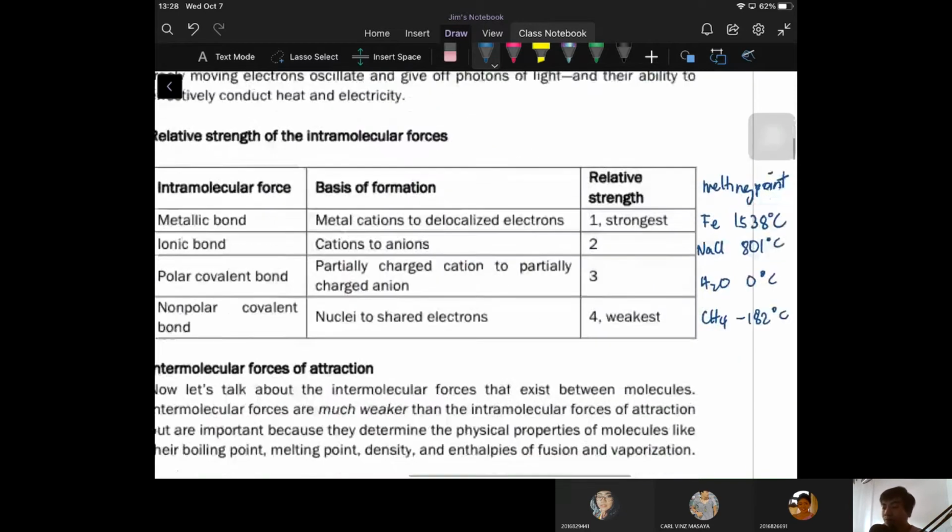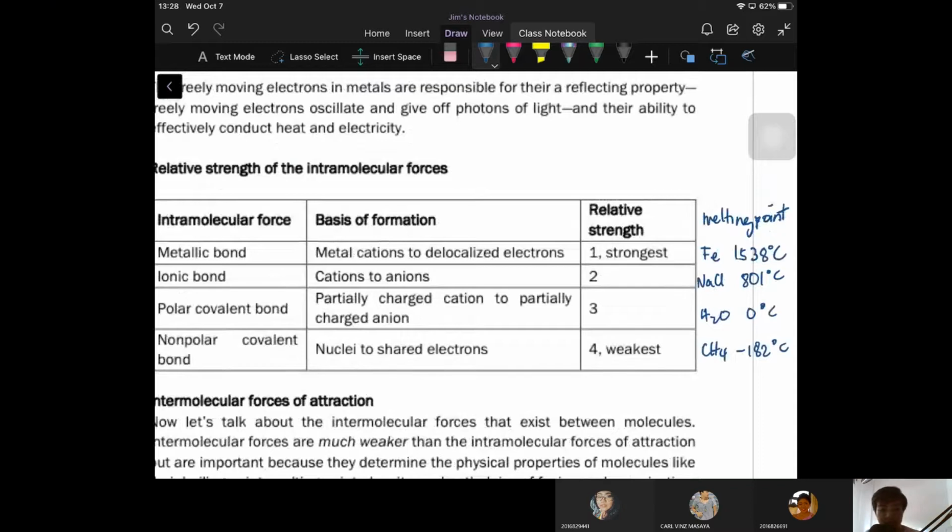So, balik ulit tayo dito. So, kung i-observe natin, ang general example natin would be iron for metal. Its melting point is 1,538 degrees Celsius. That's almost twice as the melting point of salt, NaCl, which is 801 degrees Celsius lang. Okay. So, that means yung metallic bonding, yun yung strongest. Relatively. NaCl is the next strongest, no? Then followed by water.